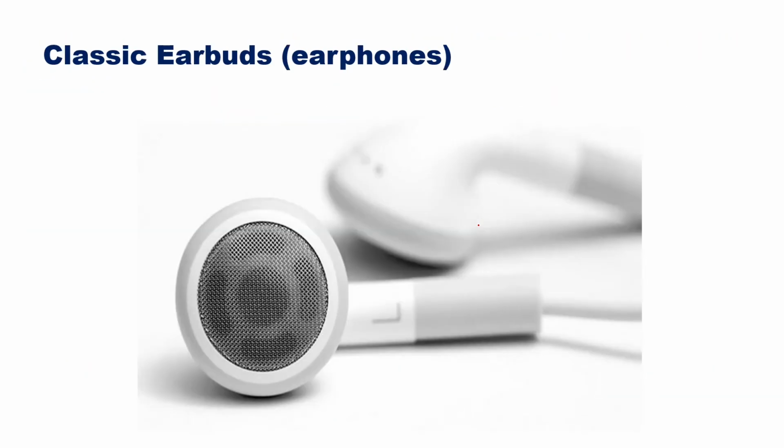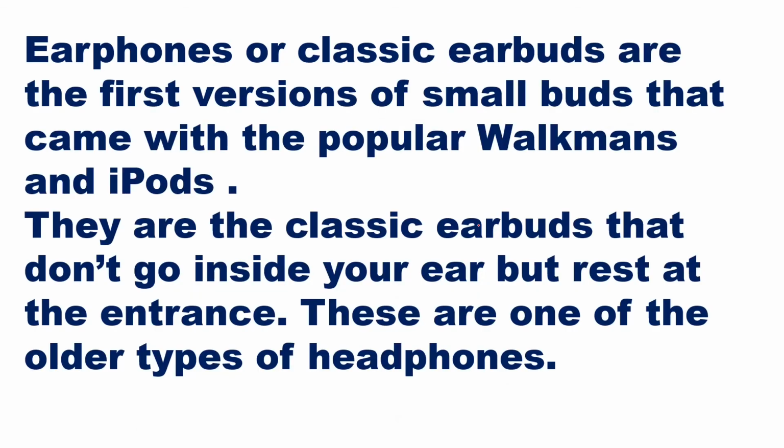Then we'll go to the next type, which are classic earbuds or earphones. You can see a picture of the classic earbuds. So earphones or classic earbuds are the first version of small buds that came with the popular Walkmans or iPods in the beginning. They are the classic earbuds that don't go inside your ear but rest at the entrance. These are one of the older types of headphones.